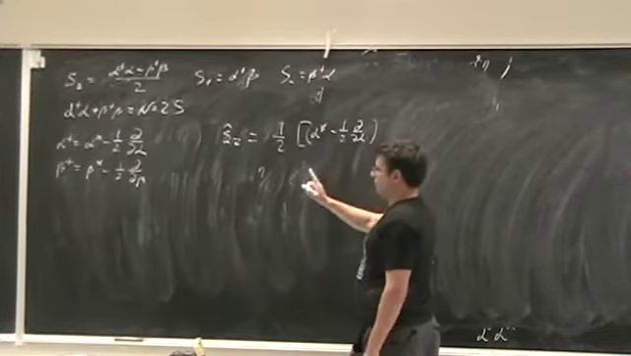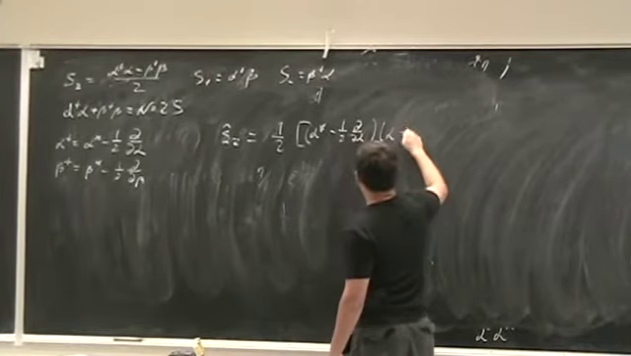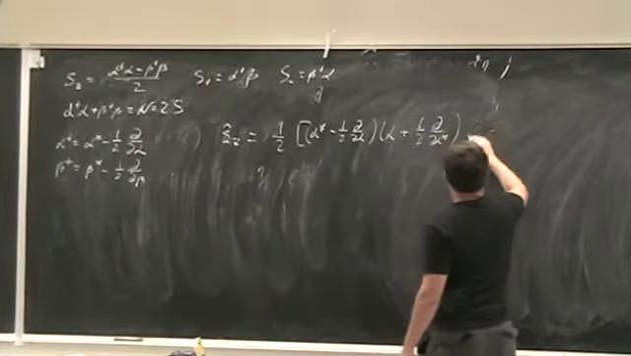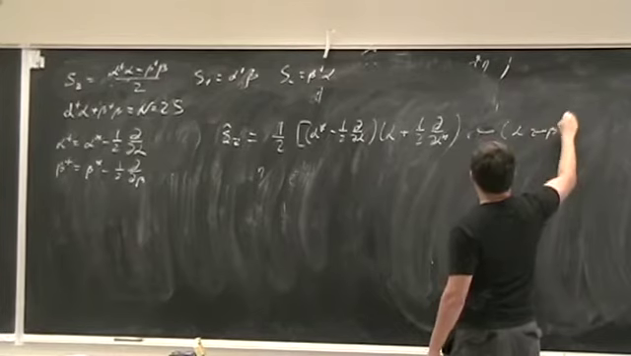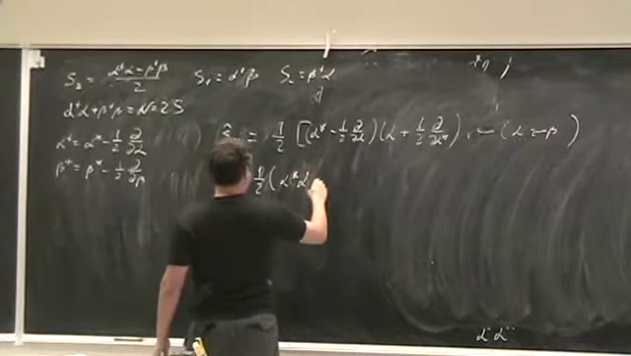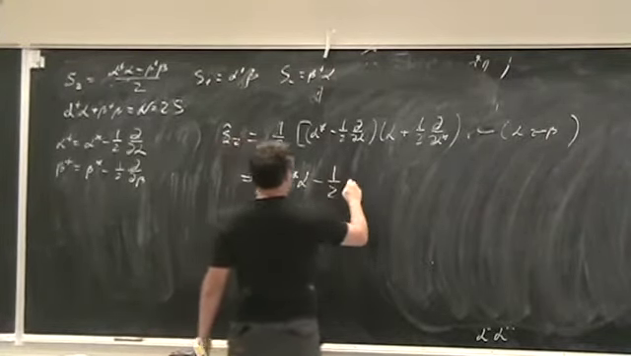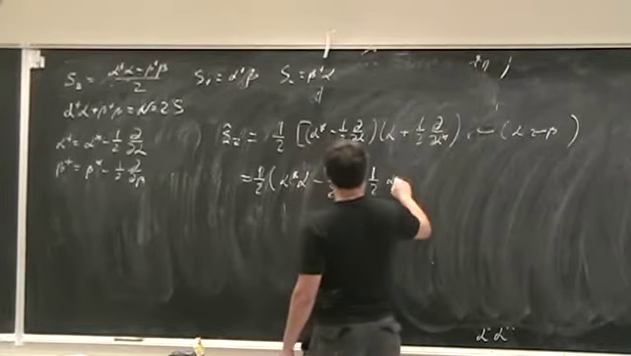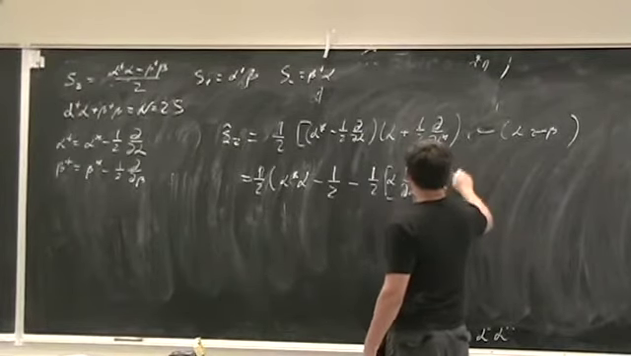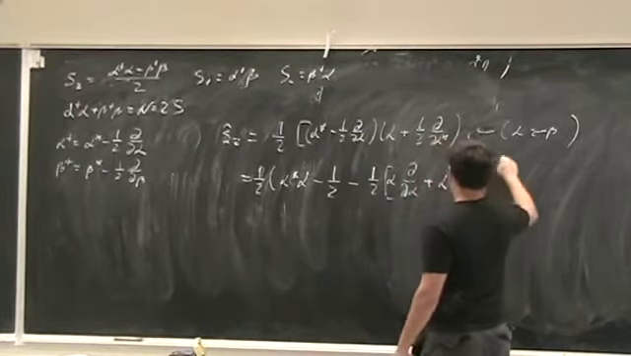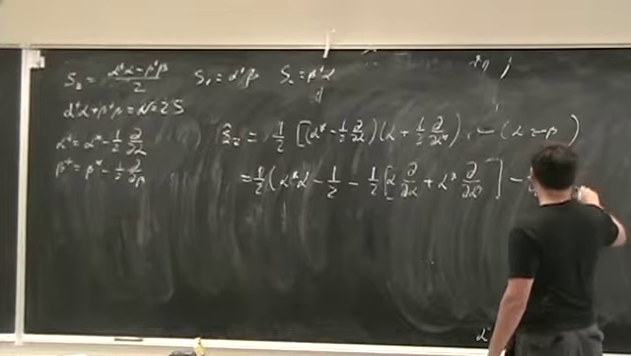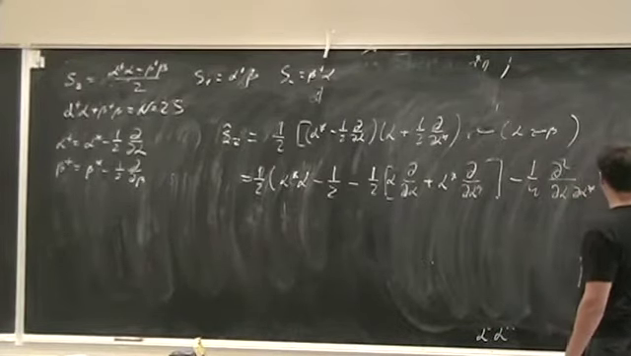This is not Weil symbol, by the way. I'm computing the Bob operator, so I'm not dropping derivatives. d by d alpha star, minus the same as beta, and this will be 1/2 alpha star alpha minus 1/2, minus 1/2 alpha d alpha, plus alpha star d alpha star, and minus 1/4 d2 by d alpha d alpha star, and again minus alpha d.